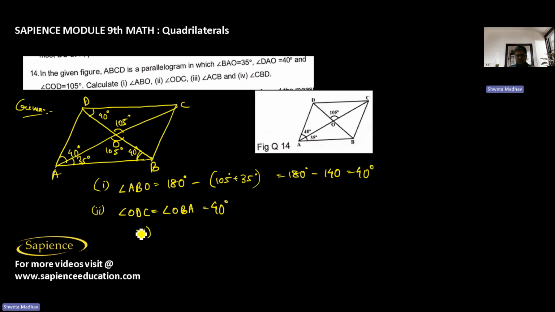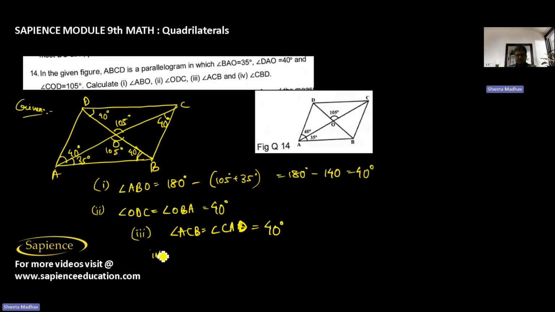And the third one, angle ACB we will find. Angle ACB is equal to angle CAD, since alternate interior angles are equal, so this is also 40 degrees. Since AD is parallel to BC, it is also 40 degrees. It is given that angle DAO is 40 degrees, so DAO is the same as CAD.